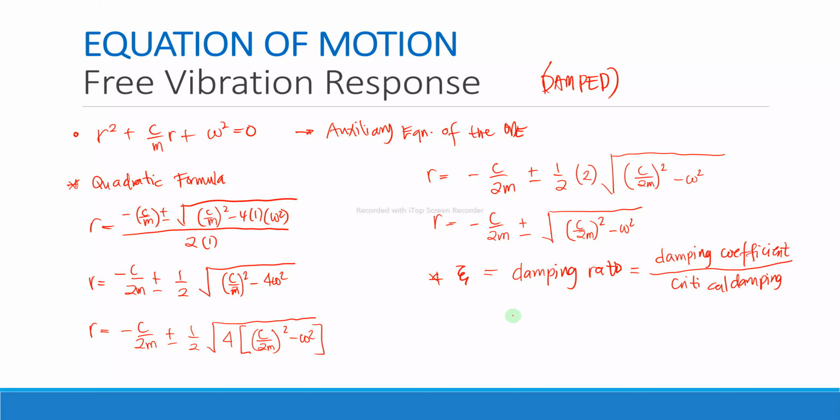So what is this critical damping? Simple, we have psi is equal to the damping coefficient. If you remember, that is C over CC. Let's say our CC is the critical damping, and CC is equal to 2m omega. Now let's apply psi in this equation for the root.